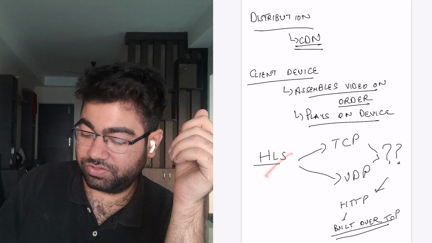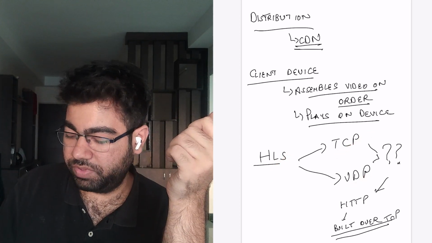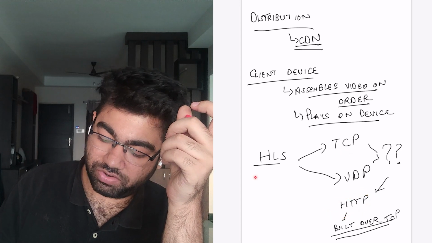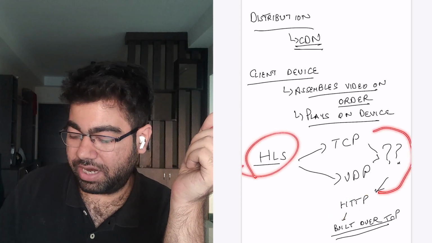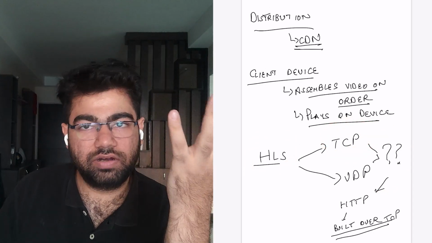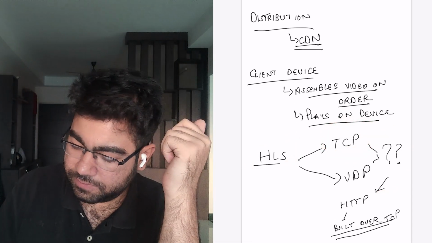Now HLS, if I ask you again, would it use TCP or UDP? Obviously it is using HTTP, because the name is HTTP live streaming and HTTP is built over TCP. So that's why TCP is being used here, for the obvious reason that I discussed.